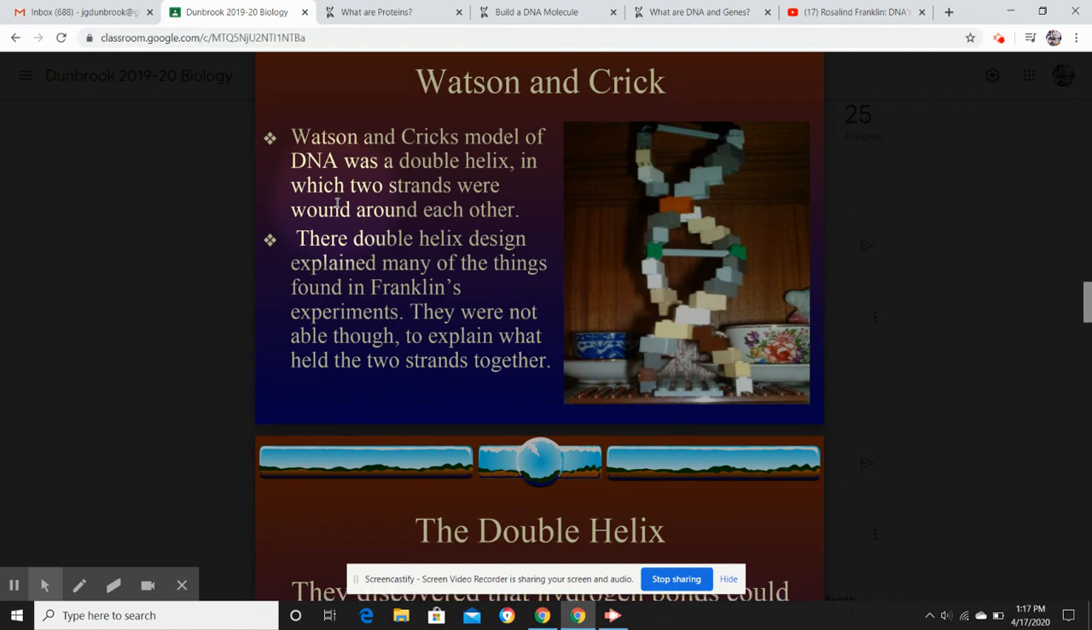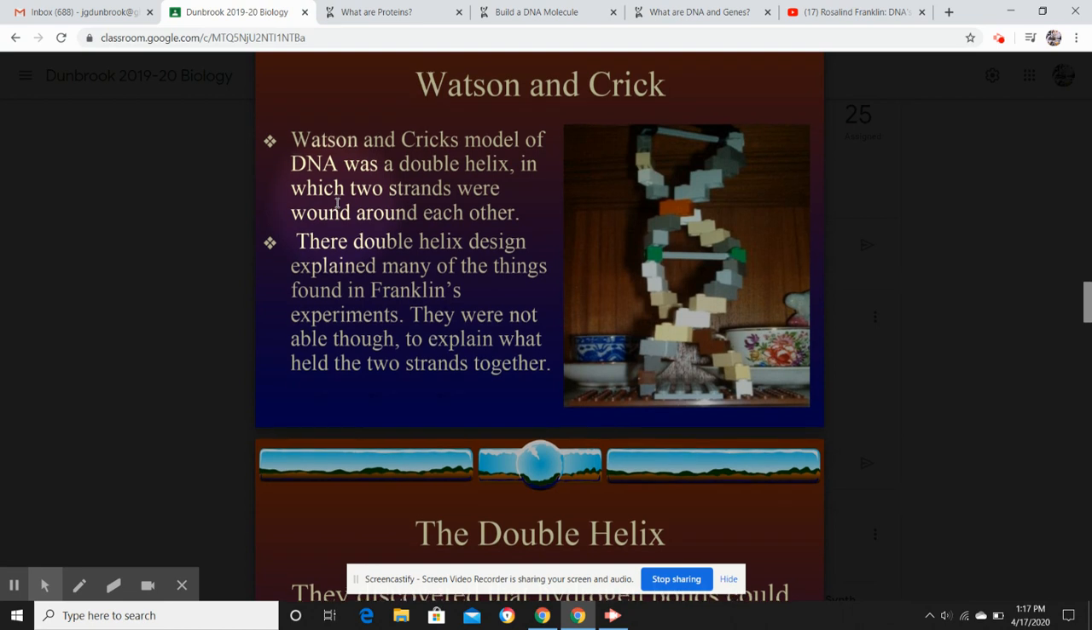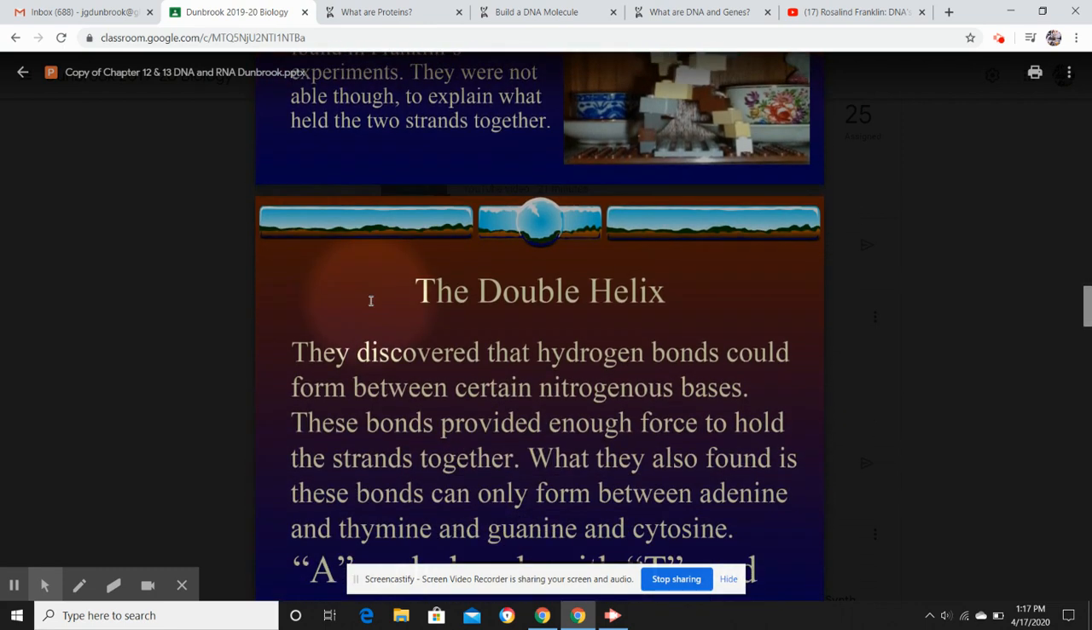Watson and Crick's model of DNA was a double helix, in which two strands were wound around each other, again, like two spiral staircases intertwined. Their double helix design explained many of the things found in Franklin's experiment. They were not able, though, to explain what held the two strands together. What held them together? Today, we know it's the base pairing and the bonds that form between the base pairs.